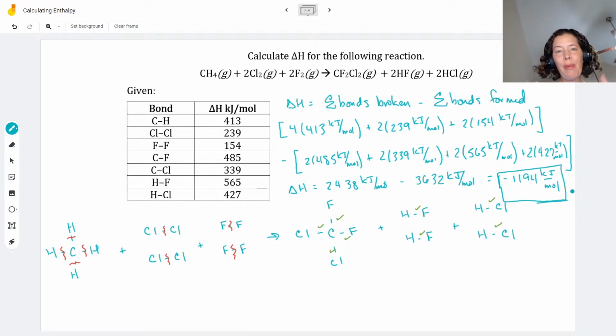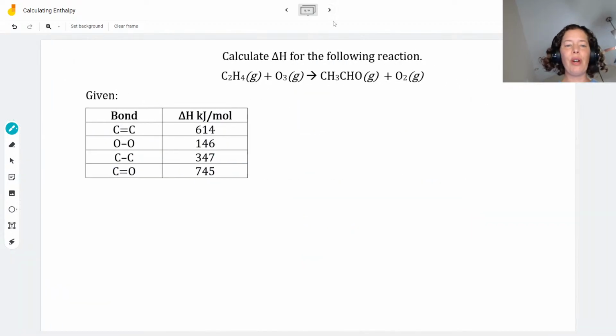I think we have just enough time. I'd like to do one more of these just for extra practice. Again, this is the same idea. I have a table here and it's given me all the bond information that I need. But again, you might be working with a larger table. It just depends on what you've got going.